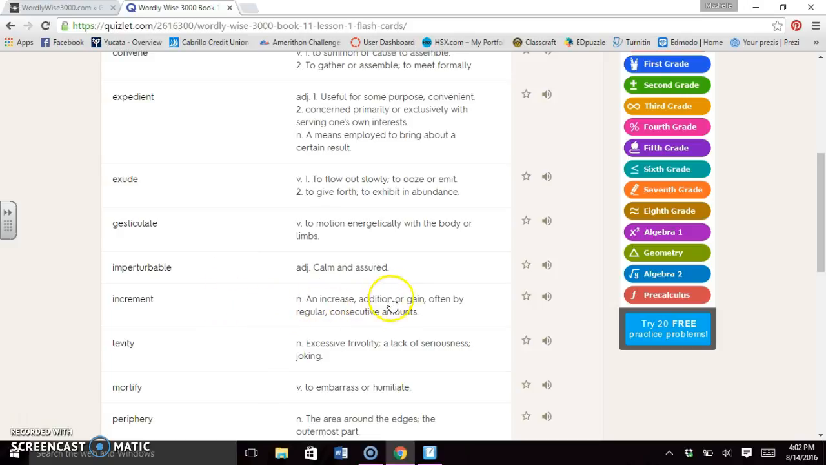Increment is a noun. It's an increase, addition, or gain, often by regular consecutive amounts. So increment fits more into the math family. So if you're counting numbers, you go 1, 2, 3, 4, that's an increase in an increment or a gain or an addition of some kind. And it has to be regular and it has to be consecutive. It can be in patterns.